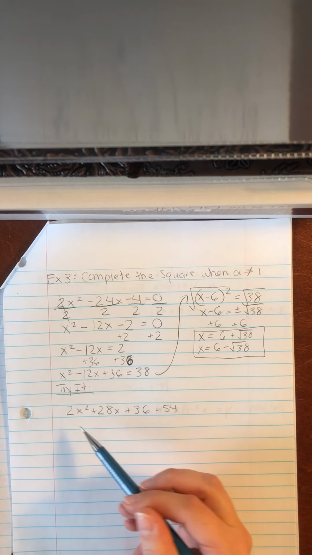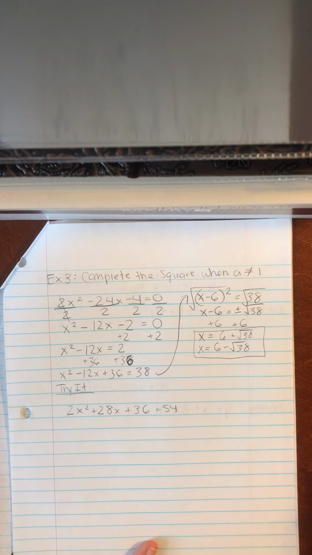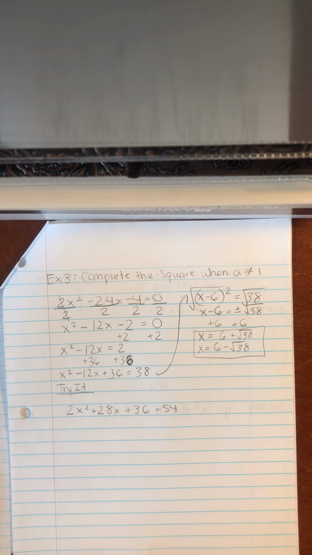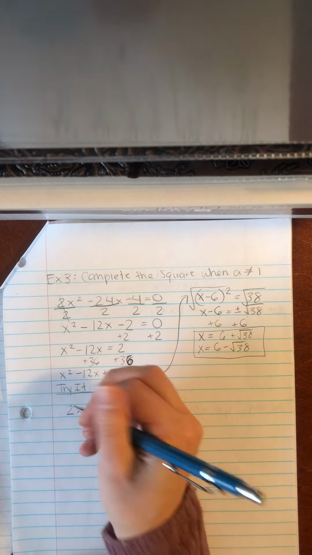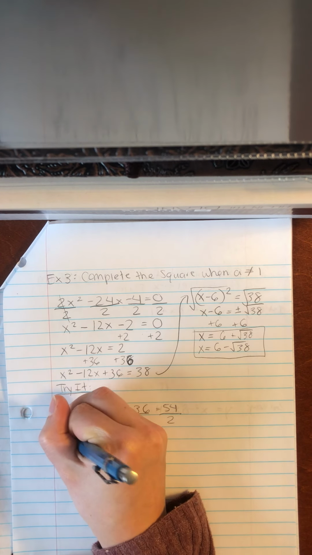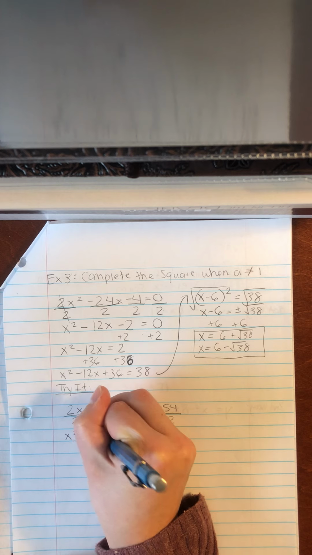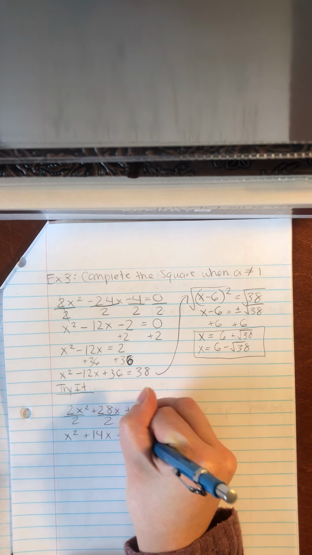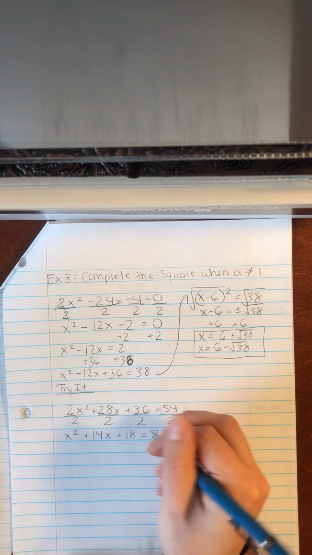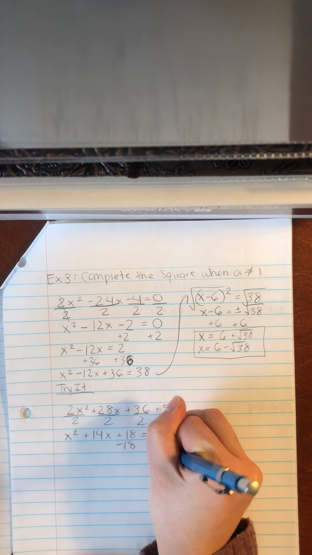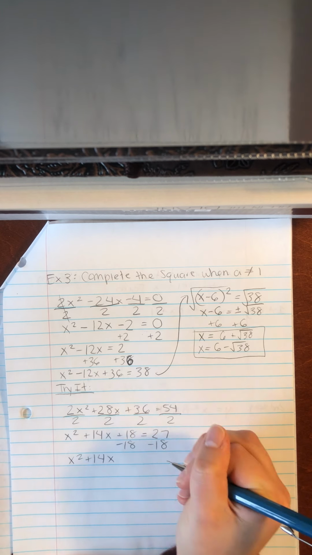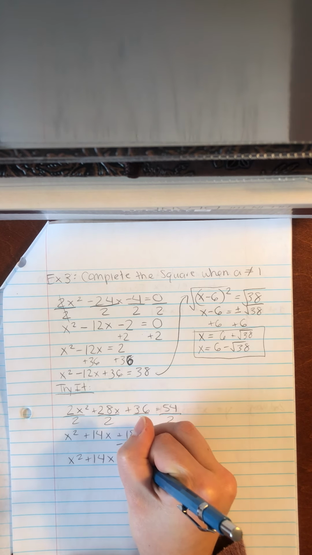Try this one on your own. Remember, divide through by that leading coefficient first. Okay, so this one, divide by 2 throughout. x squared plus 14x plus 18 equals 27. Move over the constant term. Subtract 18, subtract 18. x squared plus 14x equals 9.